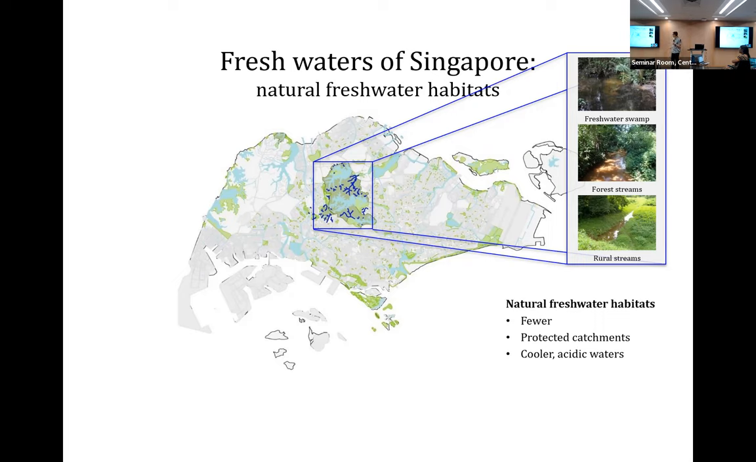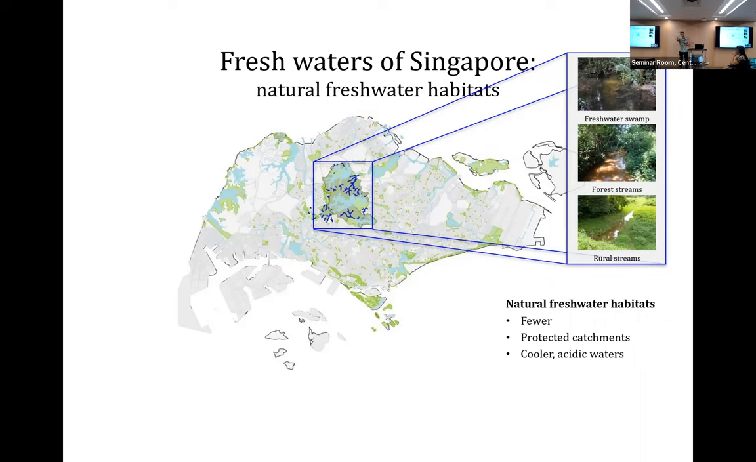Because it's mostly forested, there's no development allowed inside. Occasionally they build a small trail or car park, but no major development, right? It tends to be more forested. Because it's more forested, the waters are cooler, shaded, and more acidic, right? So lower pH. For folks who may not be familiar, more acidic doesn't necessarily mean you put your finger in and your finger dissolves, right? It's just a bit more acidic, but not too acidic, okay?